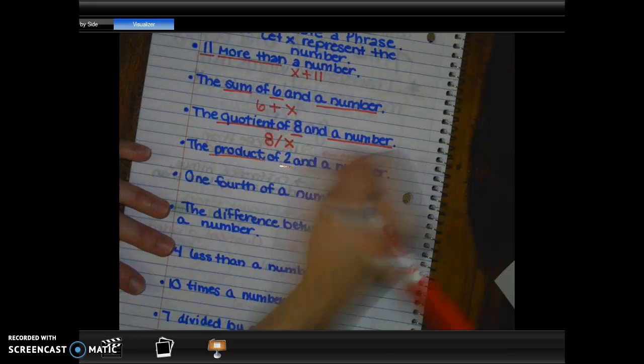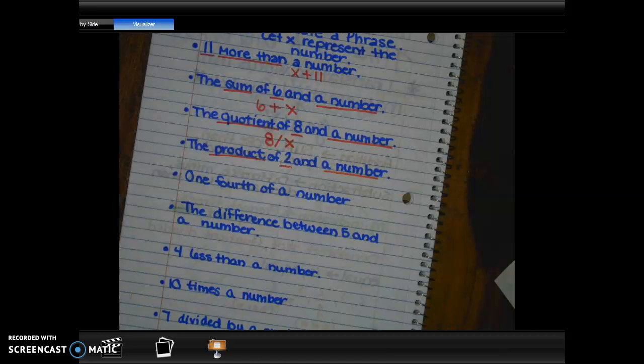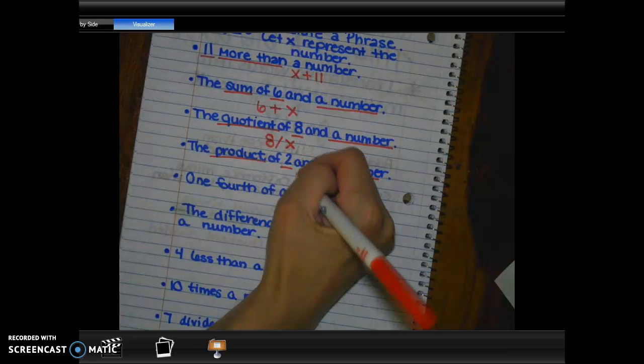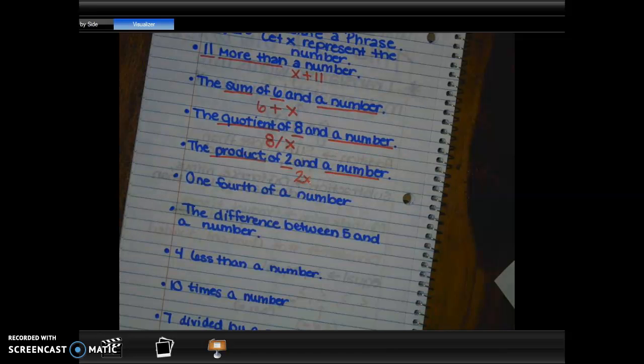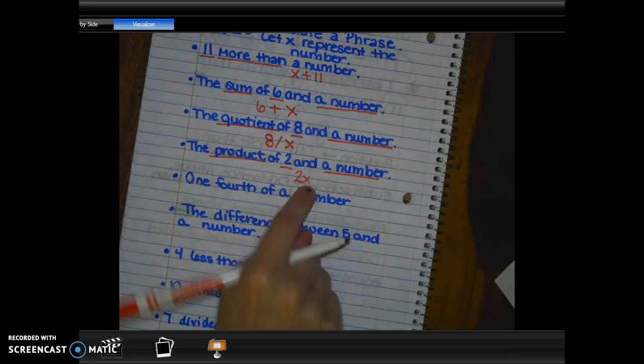All right. The product of 2 and a number. Now, product means to multiply. So when you write this out, remember the easiest way to write multiplication when it comes to having a number and a variable is just write them next to each other. 2x. That represents the product of 2 and a number.